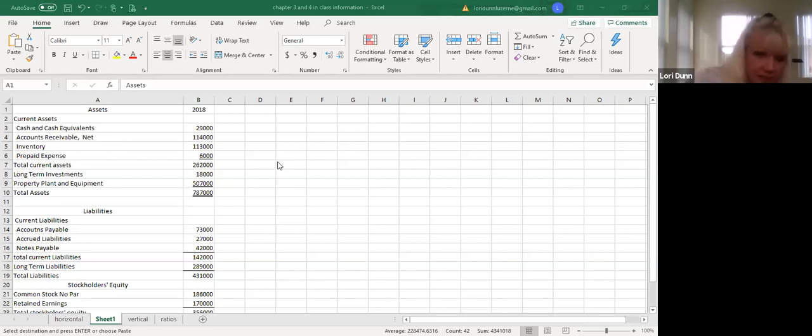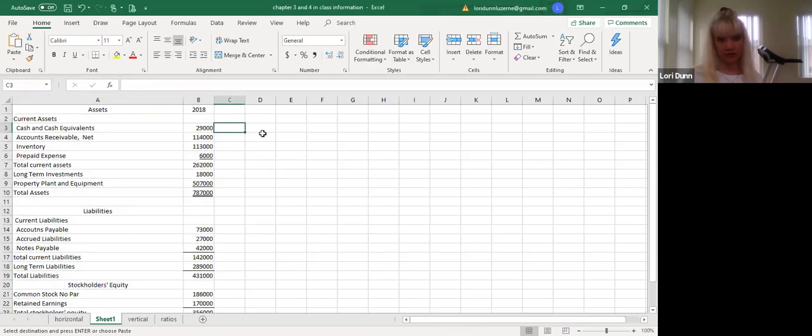Okay. Now, I just copied and pasted the balance sheet that we used for the horizontal analysis. How you do the vertical analysis on a balance sheet, you take each item divided by total assets. So I'm going to take cash, 29,000, divided by all my assets, 787. So cash is about 3.69% of all the assets.